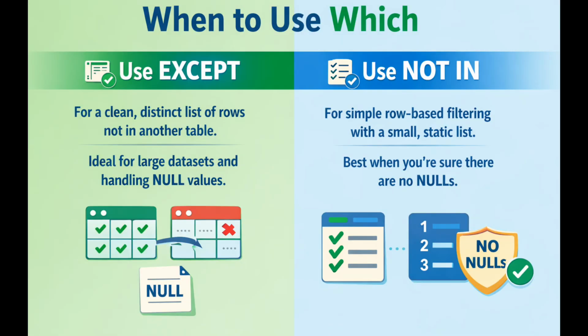When should you use except versus not in? Use except when you need a clean and distinct list of rows that are not present in another table. It's ideal for large data sets and works well even when null values are involved. On the other hand, use not in for simple row-based filtering. It works best with small and static lists. But be careful, only use not in when you are sure there are no null values in the subquery. Choosing the right one improves both accuracy and performance.